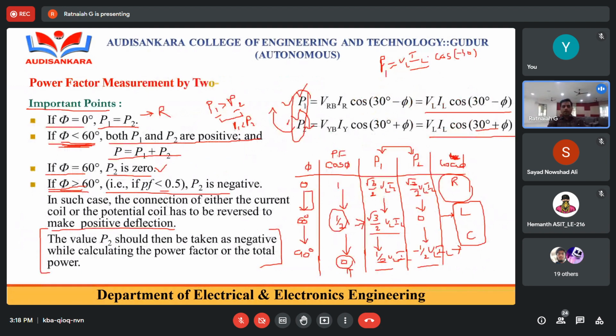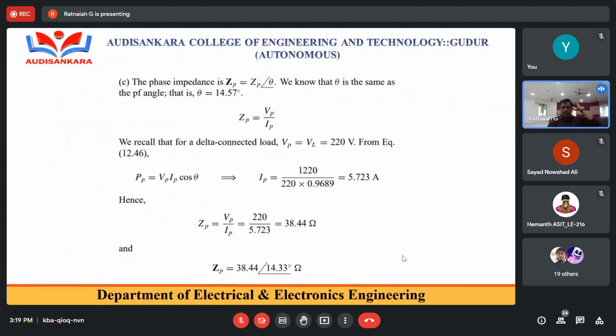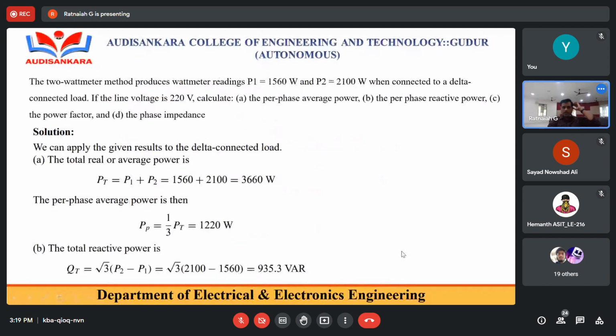So this is how to measure the power factor using the two wattmeter method in balanced three-phase circuits. This is a very, very important table. Everyone should form this table. I can explain the total problems. There are 2 problems. I can explain the 2 problems tomorrow.